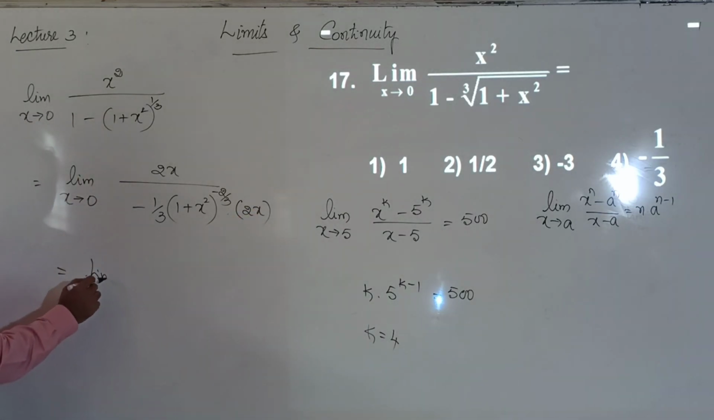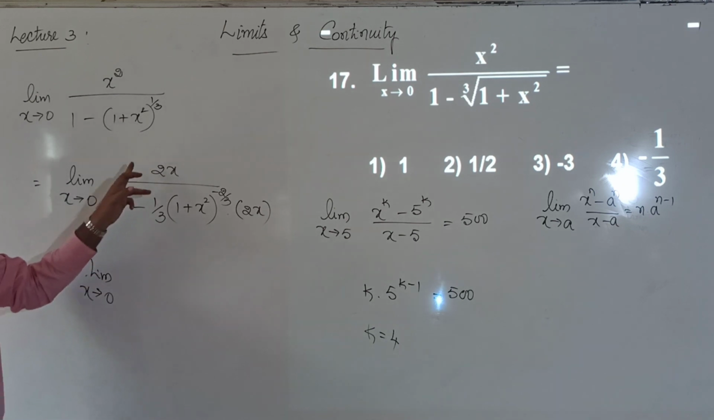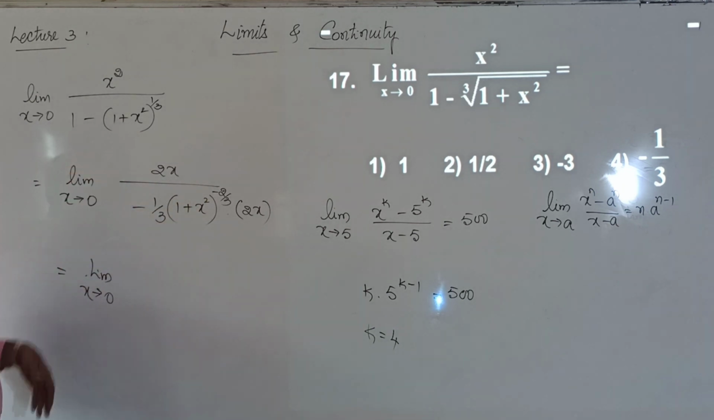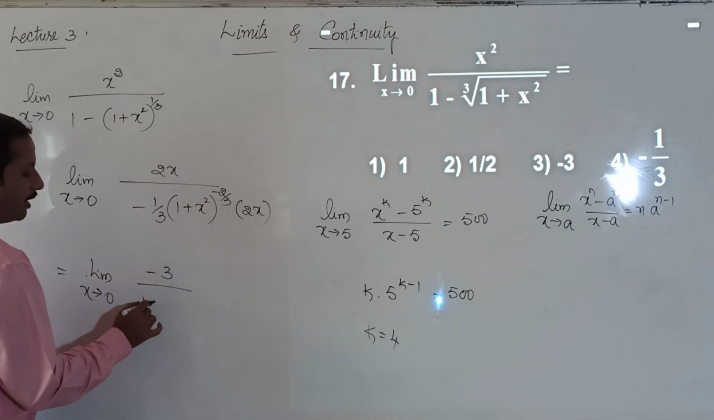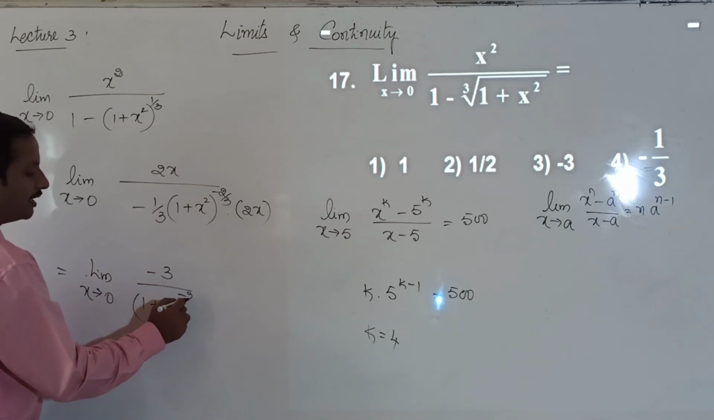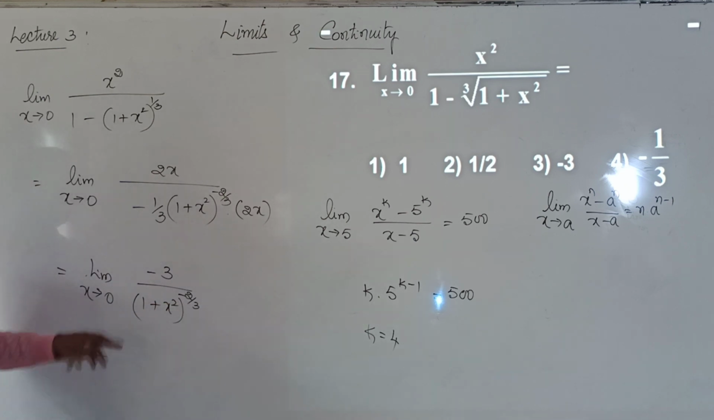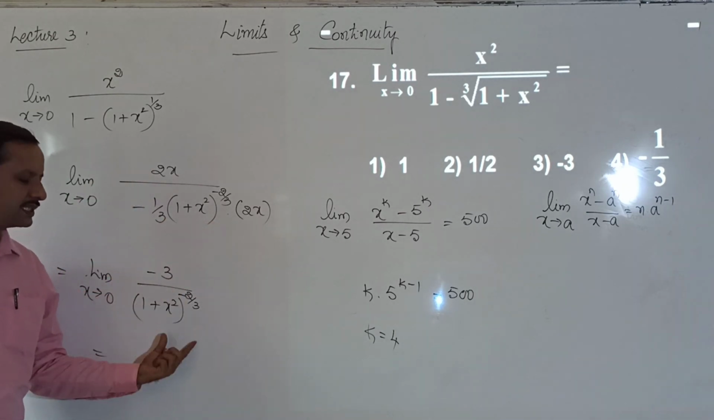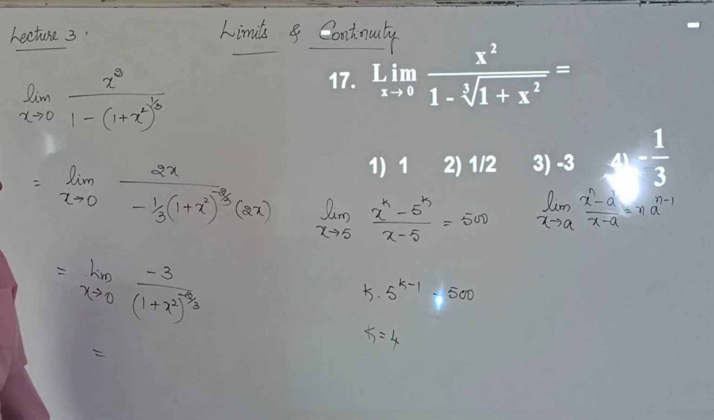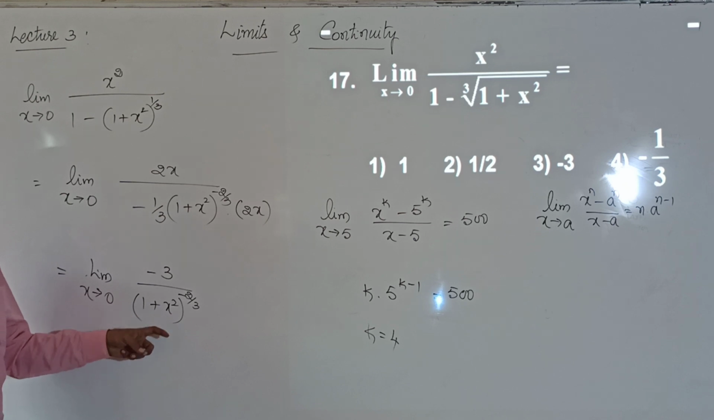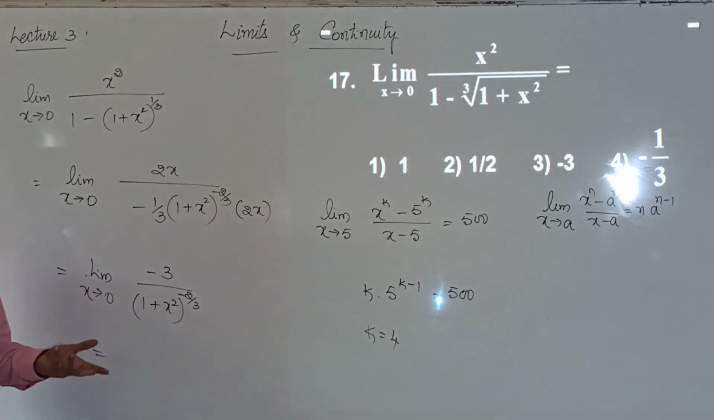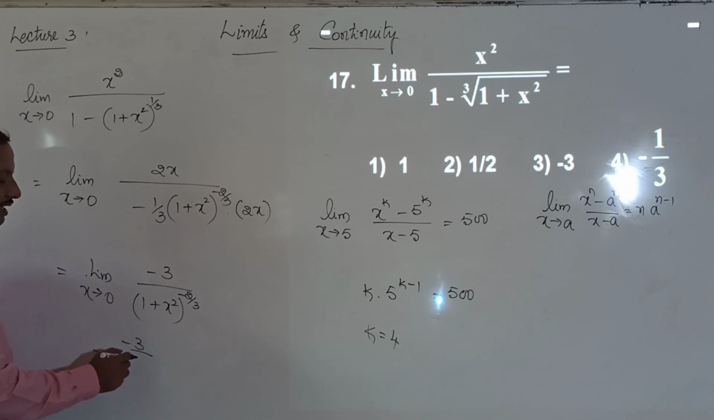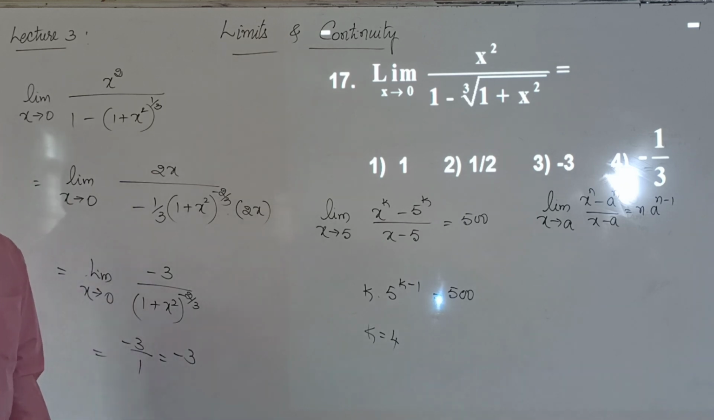Now before I apply the limit, I will cancel that 2x. 2x gets cancelled. This 3 will come up. So I will write minus 3 by 1 plus x square to the power minus 2 by 3. Okay? I have cancelled this 2x. So this 3 has come up to the numerator. So minus 3 divided by 1 plus x square to the power minus 2 by 3. This is what we have. Now apply the limit as x tends to 0. Put x as 0 here. When I put x as 0, this will be 1 to the power minus 2 by 3, which is 1. So minus 3 in the numerator and 1 in the denominator. Therefore, answer is minus 3, which is the third option.